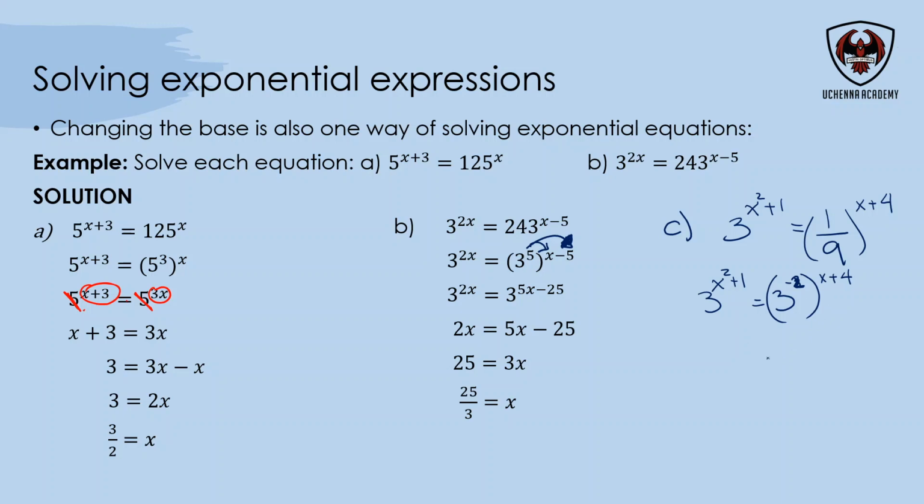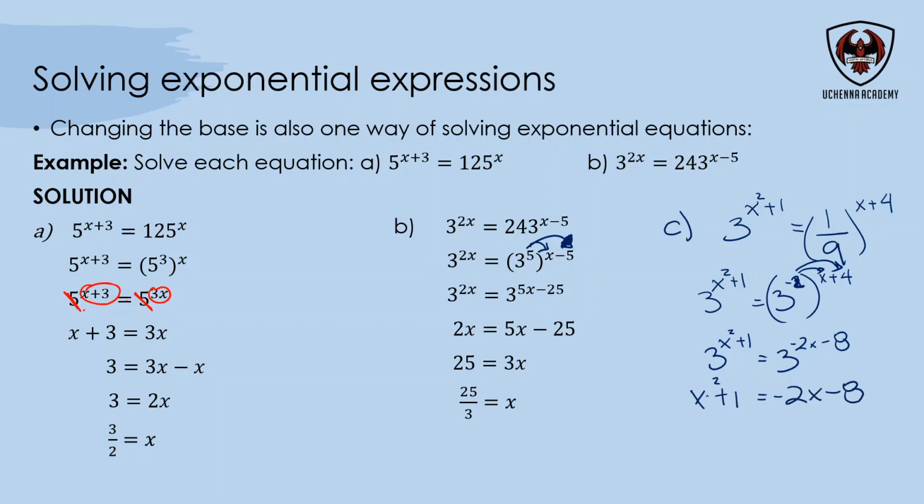And then I can multiply the same way that I've done in example B. So the left side, I'm leaving it unchanged. The right side now becomes 3 to the exponent negative 2x minus 8. Remember to multiply both in. And now I can drop the bases and end up with x squared plus 1 is equal to negative 2x minus 8.